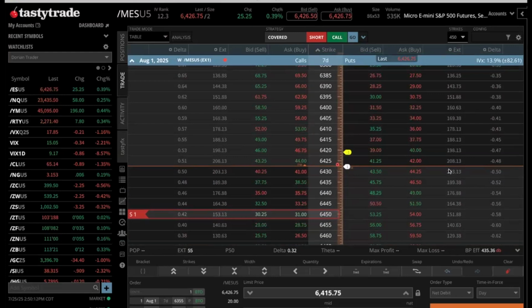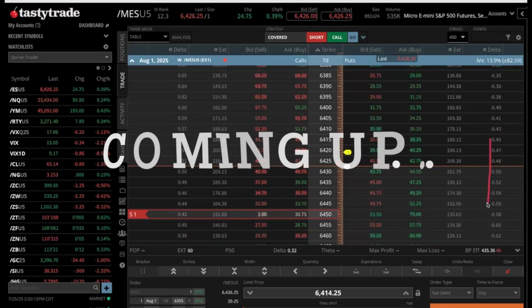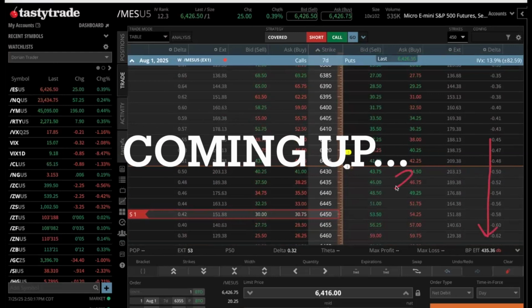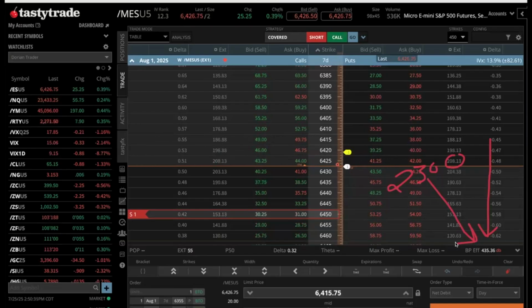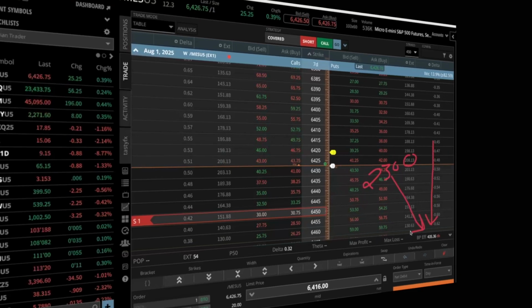Because I'm collaring this off, the buying power went from $2,300, which was already really, really good because the notional value is 32,000, a little over that. But when we collar it off, look at the buying power that's required in this account. In your account, it might be less, it might be a little more than that, but it's still going to be a very, very low amount based on what you are controlling.